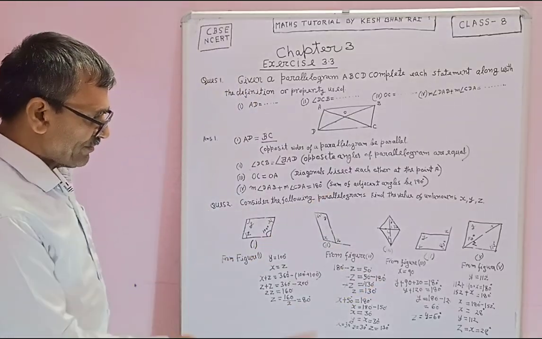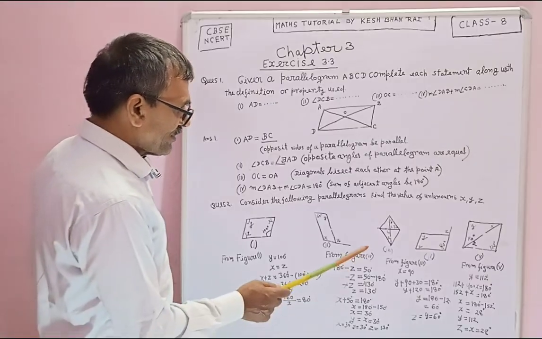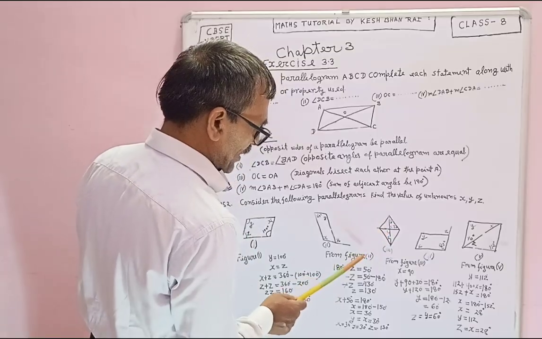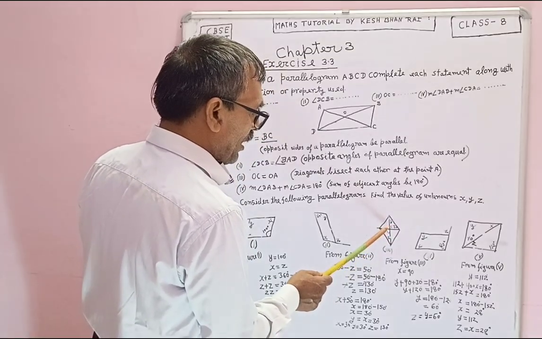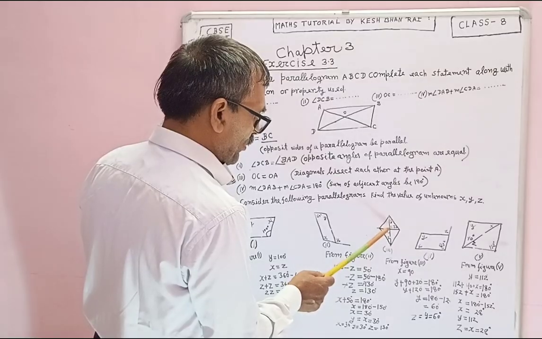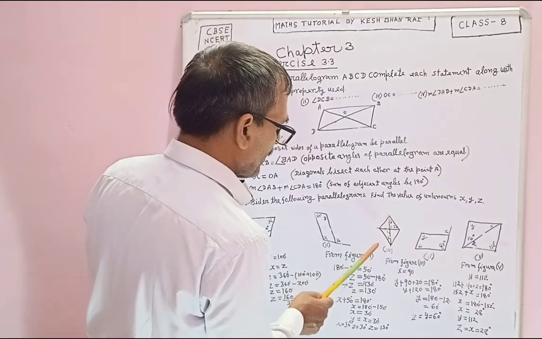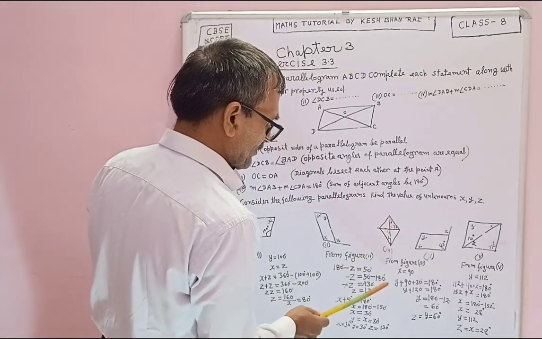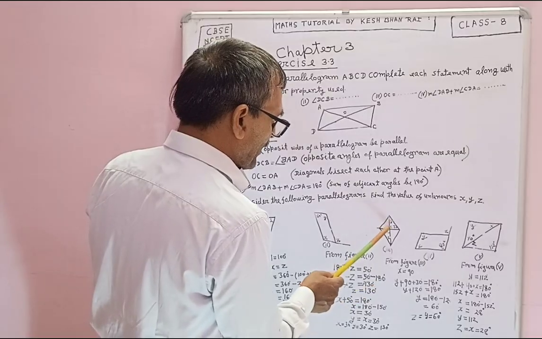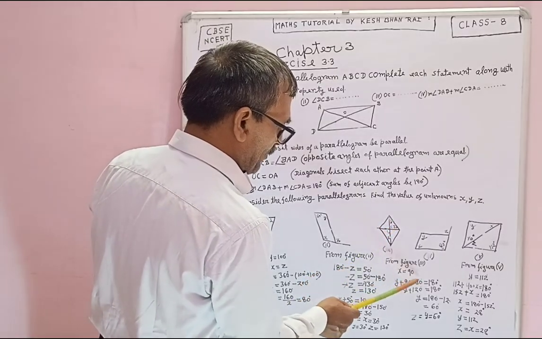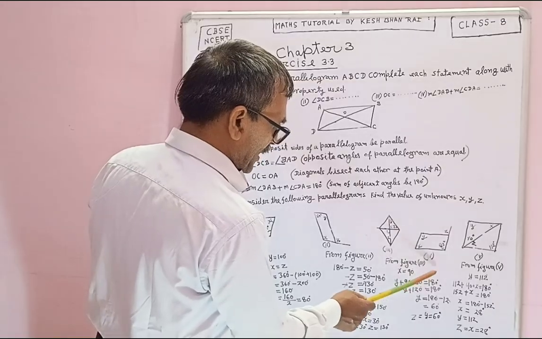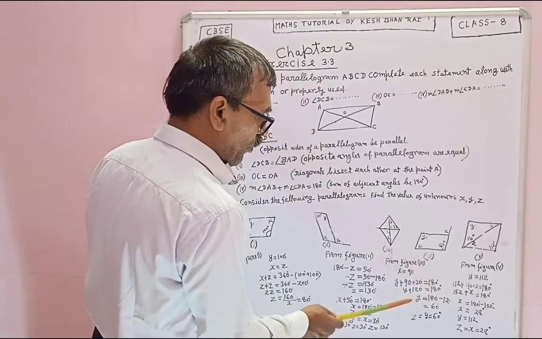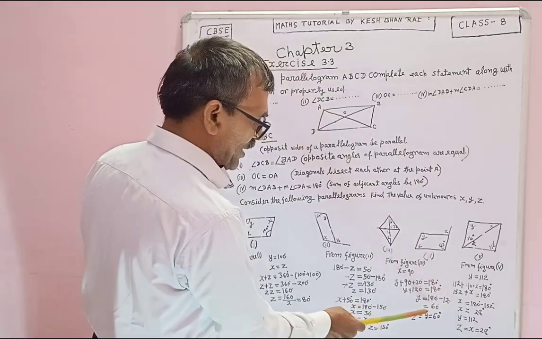From the third figure, x is equal to 90 degrees according to the figure. Vertically opposite angles are equal, therefore x is equal to 90. y plus 90 plus 30 is equal to 180, therefore y plus 120 is equal to 180, y is equal to 180 minus 120 equal to 60.